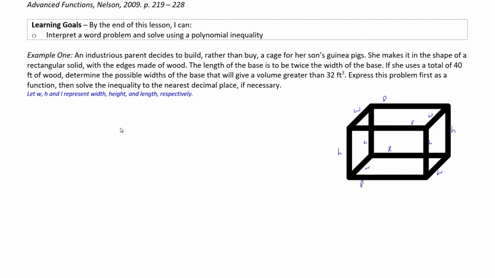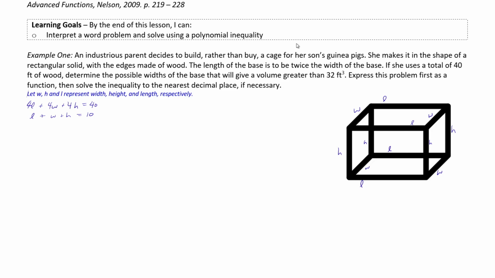So if we have four of each of the dimensions, and in total we have 40 feet of wood being used, that means that we have four lengths plus four widths plus four heights, all adding together to equal 40 feet. Now I see everything there is divisible by 4, so I'm just going to divide everything by 4 right now and go length plus width plus height is equal to 10.